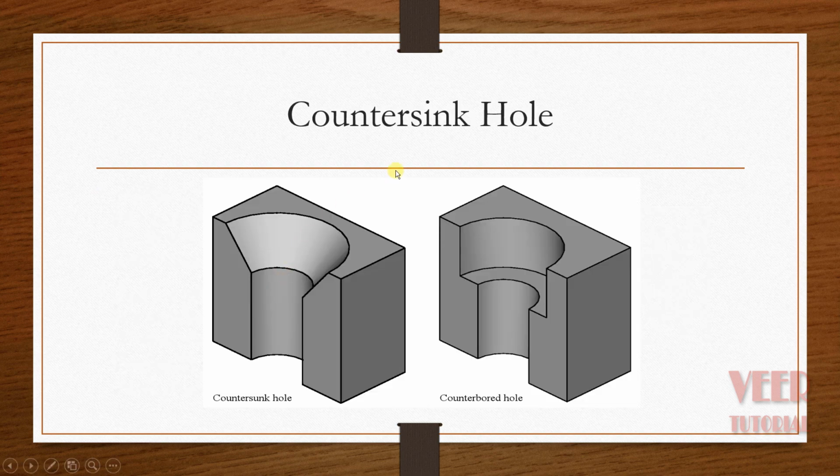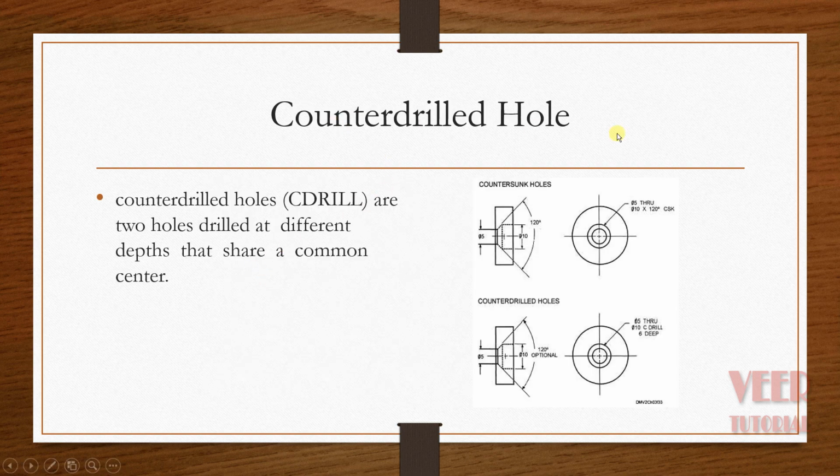Similarly, the next type of hole we have is the countersink hole. There is a difference between countersink and counterbore hole: in the counterbore hole we have a rectangular profile on the top, while in the countersink hole we have a conical profile. Now we can see at the top the diameter is decreasing in a conical way. The next type of hole we have is the counter drilled hole. In a counter drilled hole we have multiple holes of different depth at the same center. We can see in this example we have two holes of different diameter, but these have a common center.